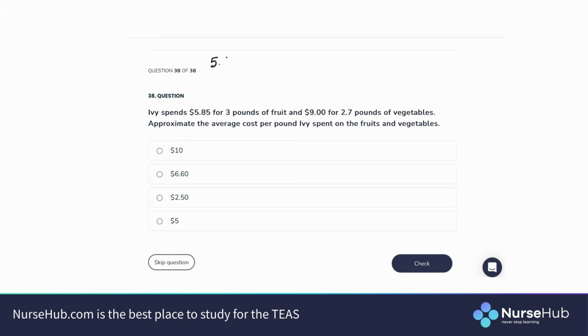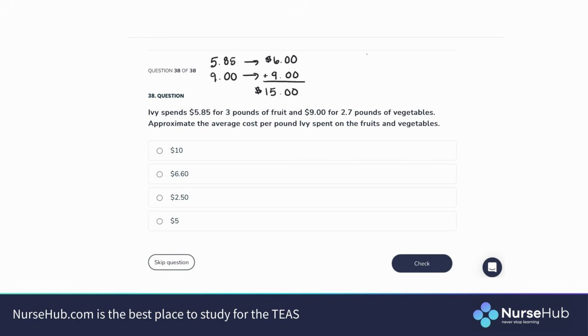So $5.85 is going to round to $6. And $9 is already a perfectly even number, so we have $9 here. We're going to add that together. That's going to be $15 total. Again, remember that our whole idea with estimation is to make numbers easy to use. If they're single digits, like $9 is, that's a really easy number to use. That's why we made $5.85 into $6 and not something like $5.90. We want these numbers to be the easiest possible to use.